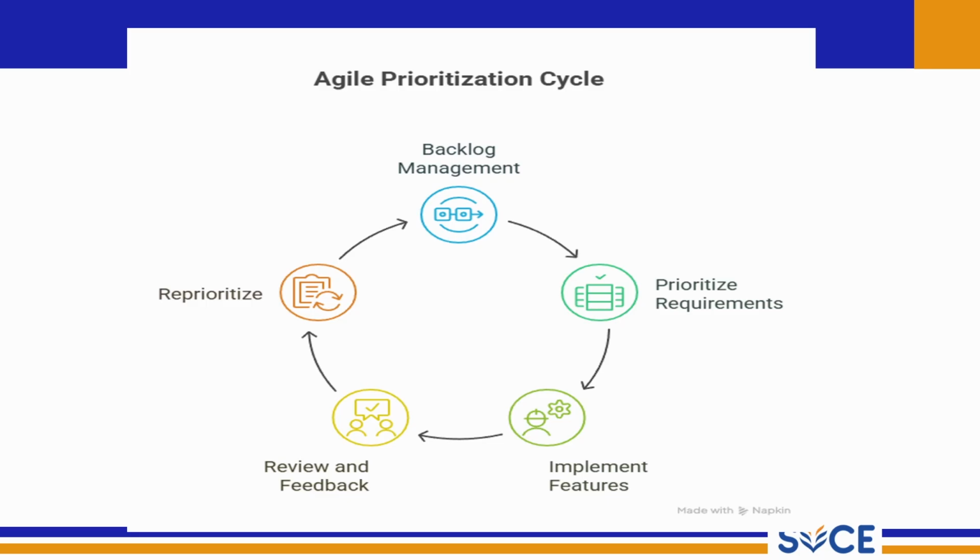The second step is prioritize requirements. After collecting the requirements, the next step is prioritization. The team ranks the requirements based on business value, customers' importance, and urgency. High priority items move to the top of the backlog and are selected first for development. The third step is implement the features. Based on the priority, the development team picks the user stories during sprint planning and starts implementing them. The team delivers working features in short iterations, ensuring continuous progress.